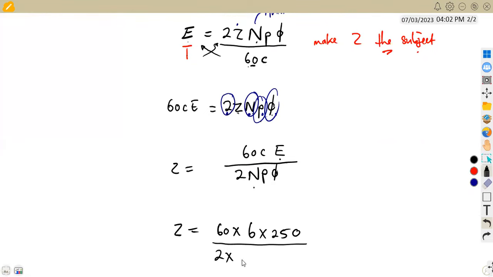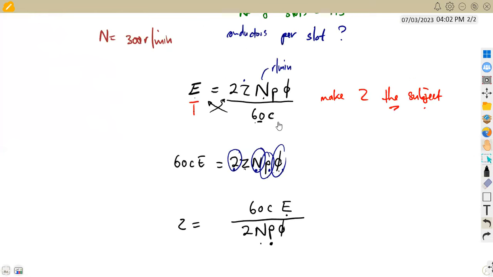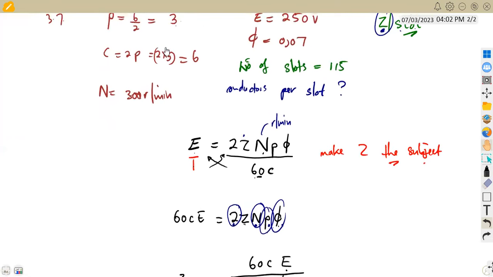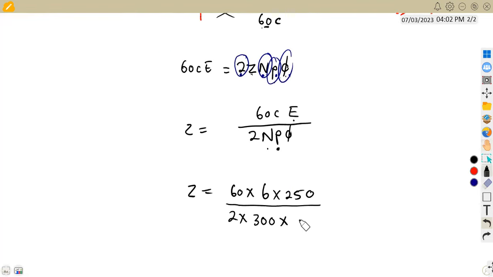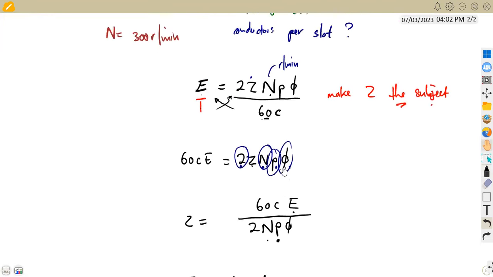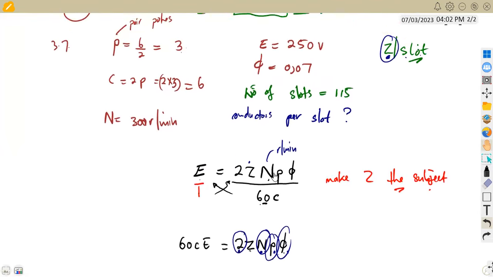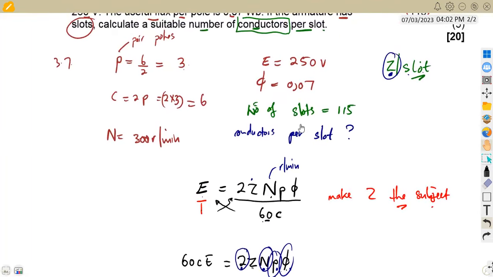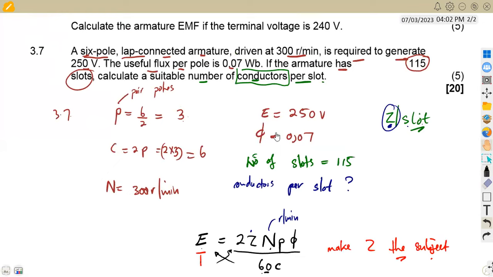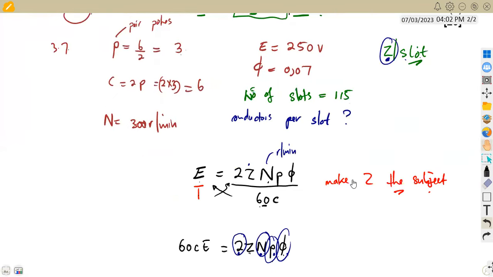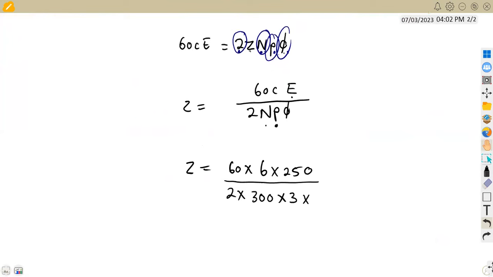So we are going to have 300 times the number of pairs of poles, P. We said our P here is going to give us a 3. So after dividing, we remain with the 3 pairs times the useful flux in Webers. The useful flux is given. I didn't list it here, but we are given that the useful flux per pole is 0.07. So we've got 0.07 in this case.